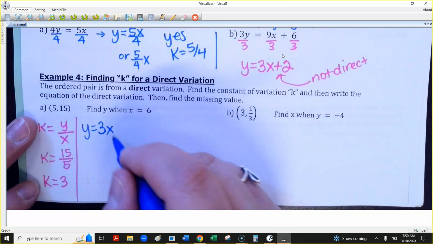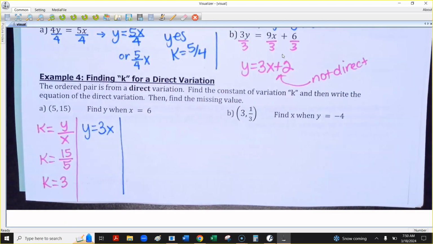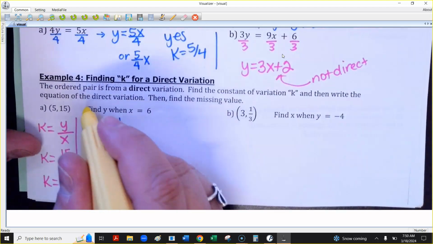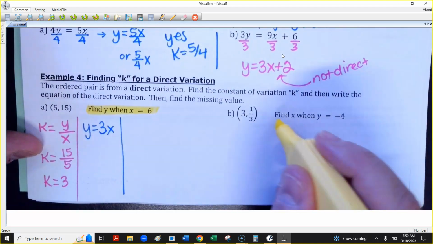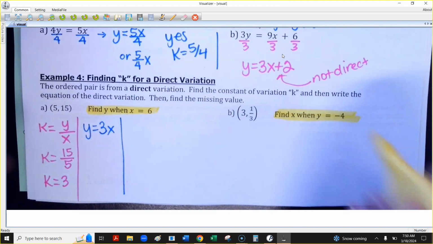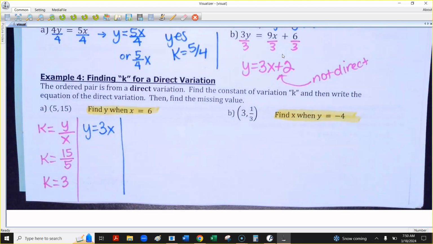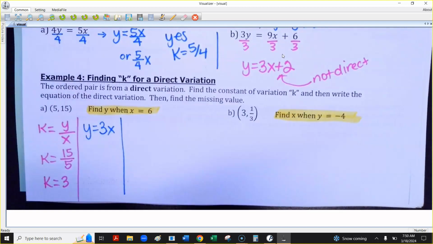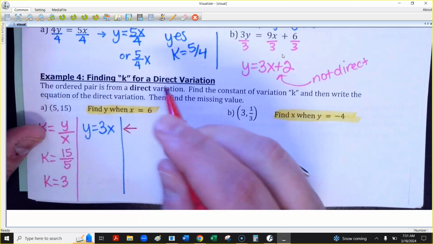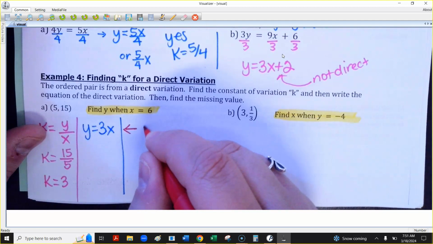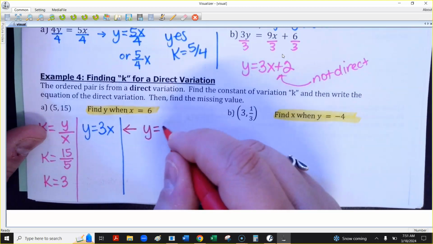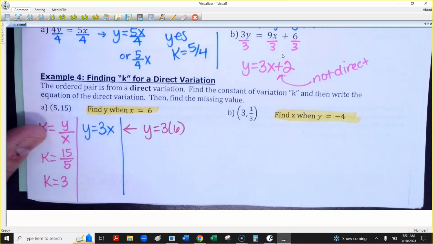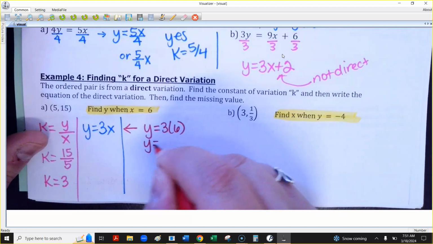And then there's kind of 2 ways to do the second part. So they always give you like this secondary question. So this says find y when x is 6. Over here it's going to ask us to find x when y is -4. So first option, you can just use the equation, right? We just wrote this equation. I could do this and I could say find y when x is 6. So y would be 3 times 6, totally done. Y is going to be 18.